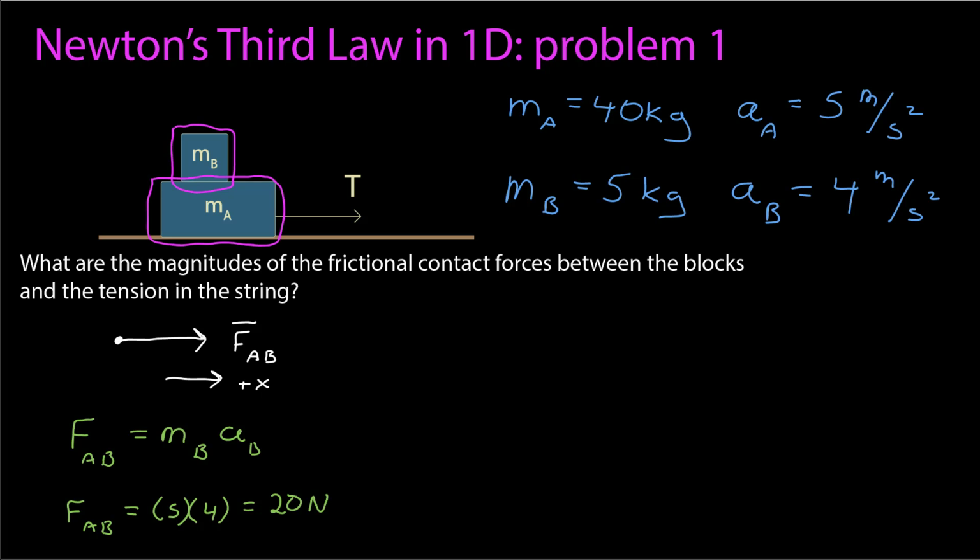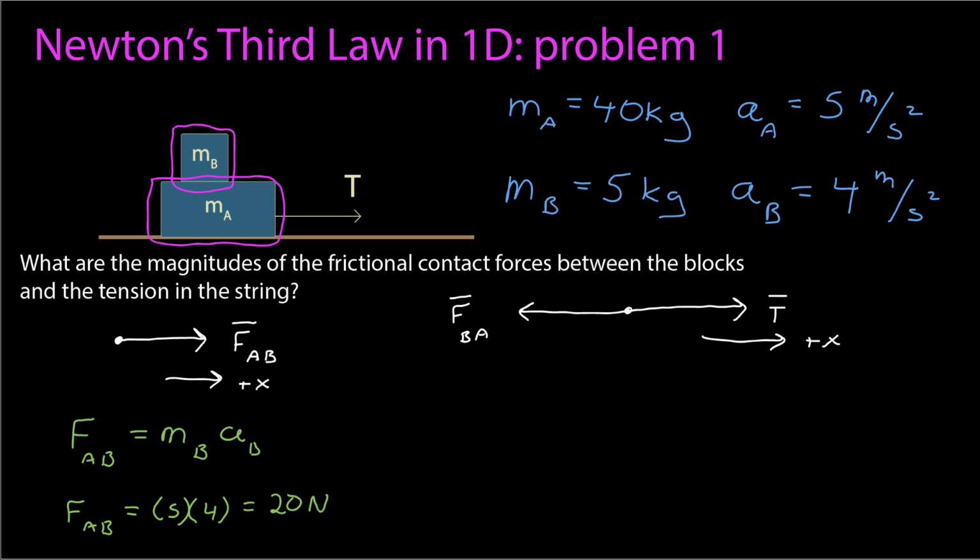So I'm going to isolate that object. What are the forces that are acting on mass A? Well, there's certainly the tension force, and it's acting to the right. I'm ignoring any vertical forces because the object is constrained to only move in the horizontal dimension. And I have a frictional force that mass B exerts on mass A.